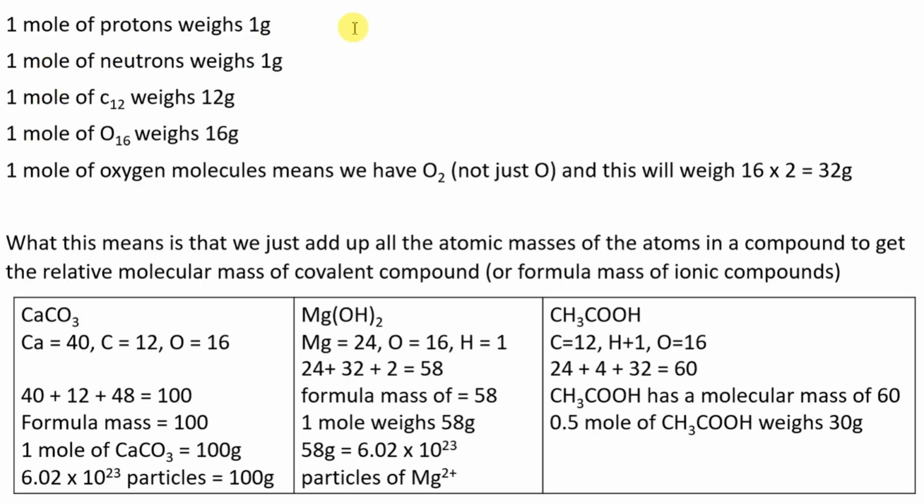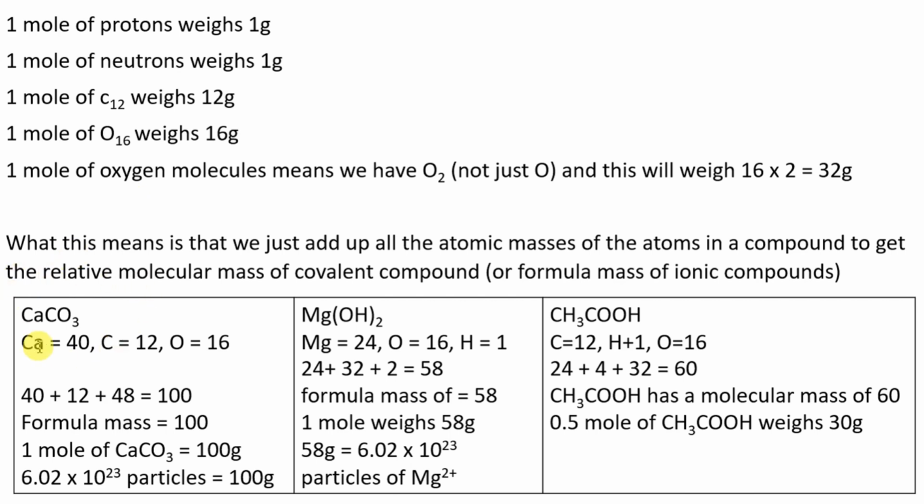So 1 mole of protons weighs 1 gram. 1 mole of neutrons weighs 1 gram. 1 mole of carbon-12 weighs 12 grams. 1 mole of oxygen-16 weighs 16 grams. A mole of oxygen molecules, now we're talking O2. I need to multiply my 16 by 2, 32 grams. What this comes down to, what it means, is that we just add up all the atomic masses of the atoms in a compound to get the relative molecular mass of a covalent compound or the relative formula mass of an ionic compound.